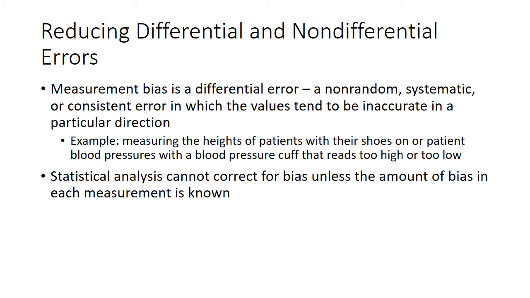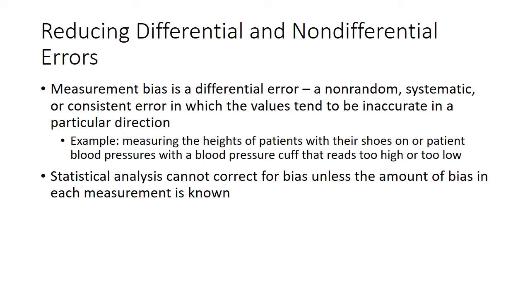So obviously we want to find ways that we can reduce error, and there are many different types out there. So for instance, you can have a measurement bias, which we call differential error, which is basically a non-random, systematic, very consistent sort of error in which the values tend to be inaccurate in a particular direction. So imagine, for instance, if you're taking the heights of patients and all of them had their shoes on. Obviously, having shoes on would skew the patients to be taller, but it would be inconsistent depending on the patient.